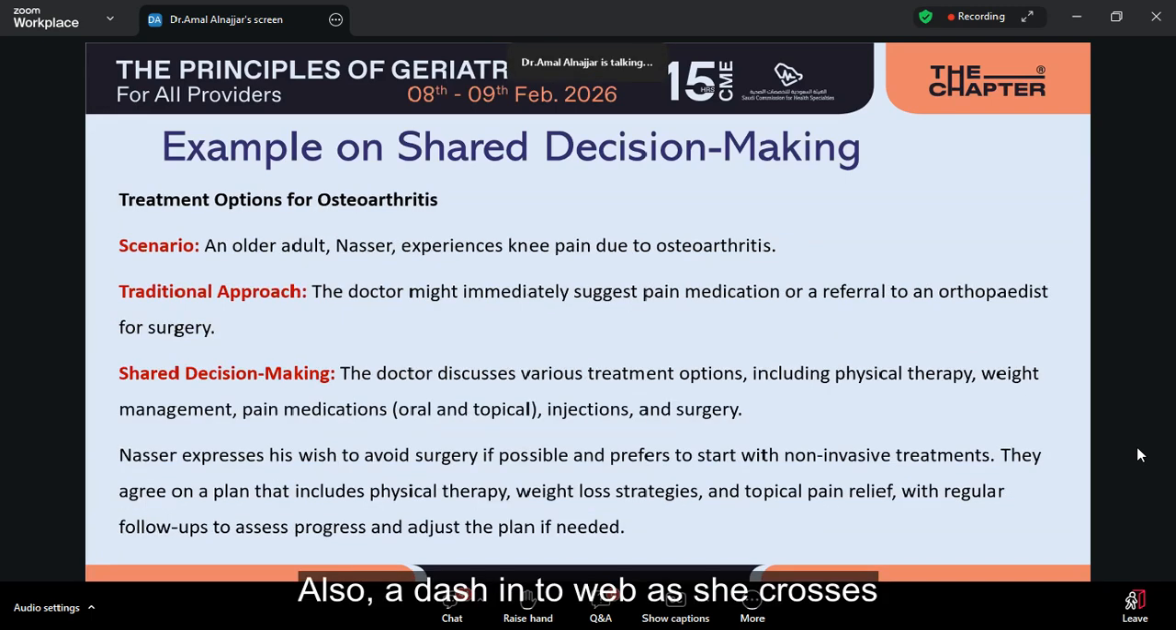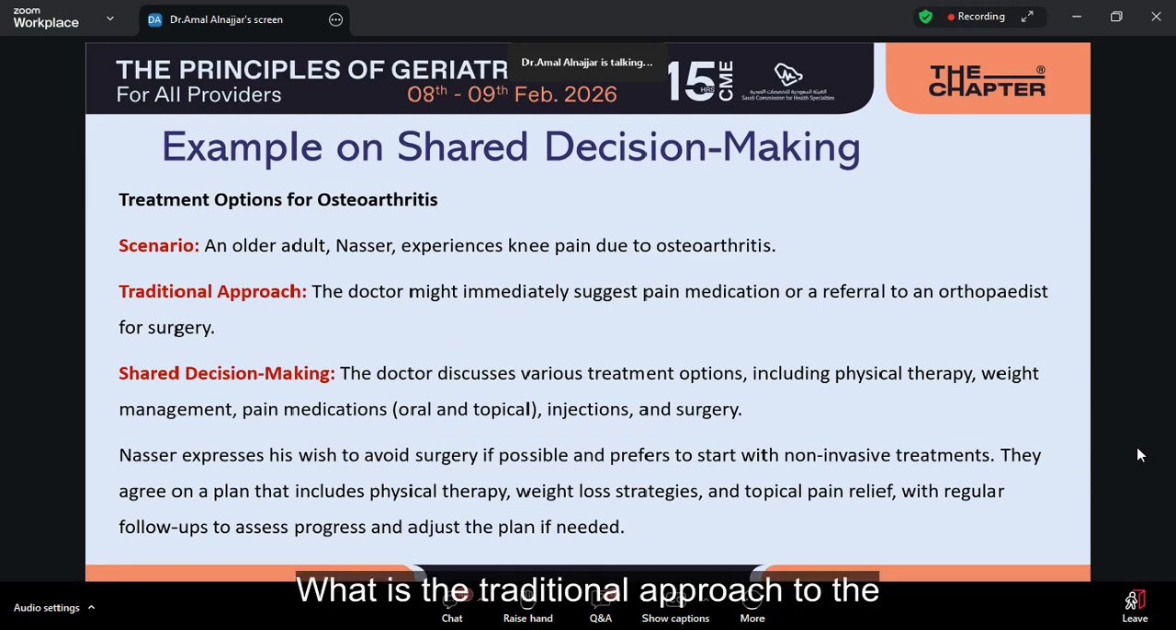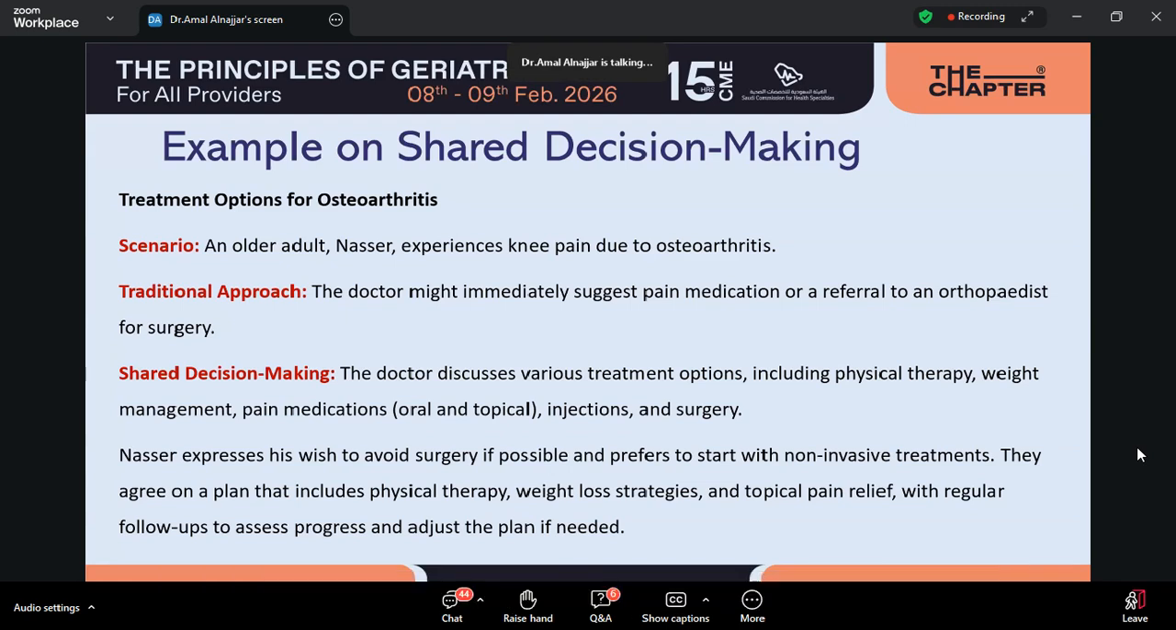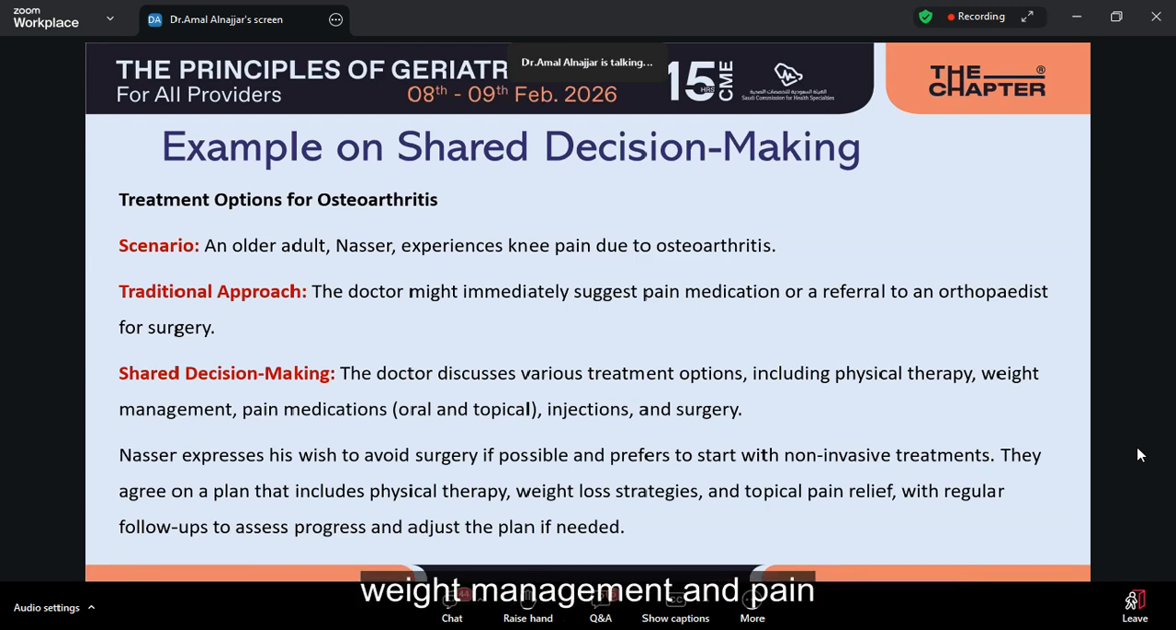Okay. Also, with a patient with osteoporosis, an older adult, Nasser, who experienced knee pain due to osteoarthritis. What is the traditional approach? The doctor might immediately suggest pain medication or refer to an orthopedist for surgery. Shared decision: the doctor discussed various treatment options, including physical therapy, weight management, and pain medication, oral and topical, injection, and surgery.